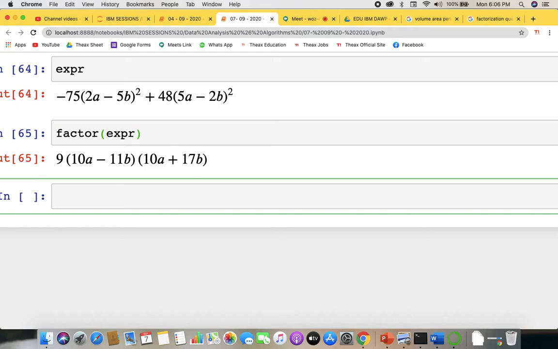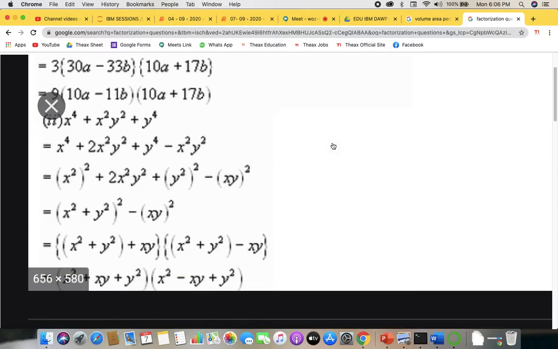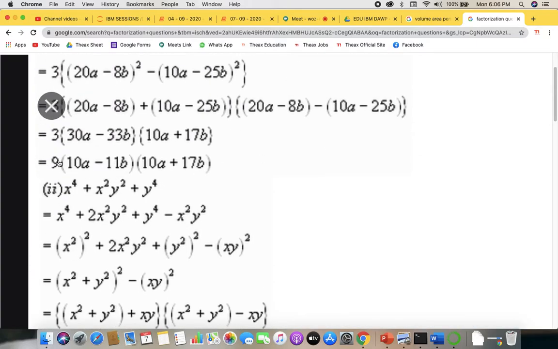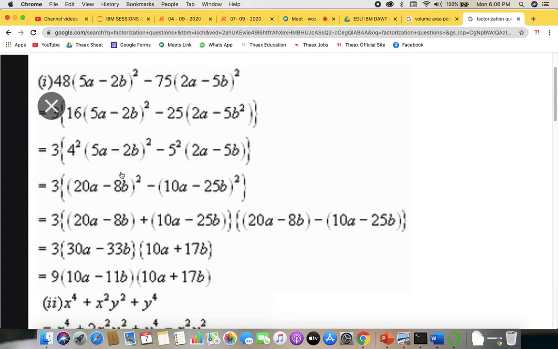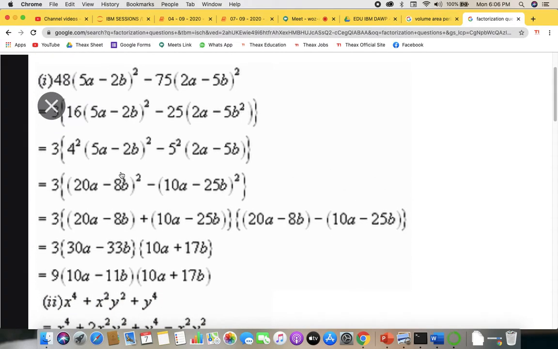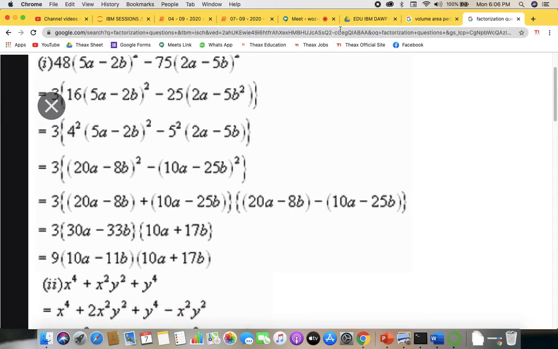3 (10a minus 11b)(10a plus 17b). Is this the answer? Yeah, 3 (10a minus 11b) and (10a plus 17b). It's easy, right? So it is quite cool. 1, 2, 3, 4, 5, 6 lines, and we did it in one line.